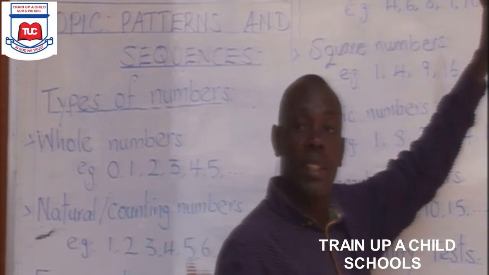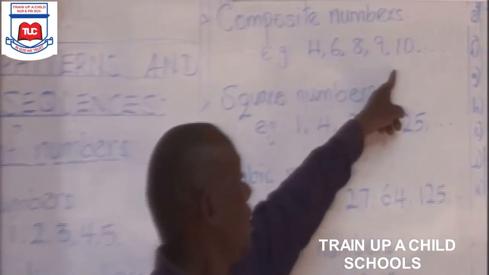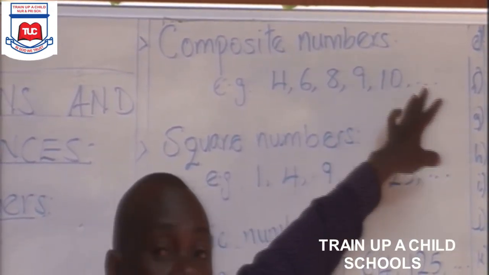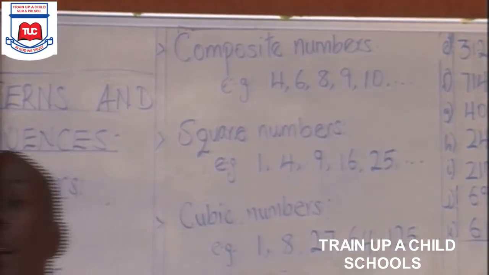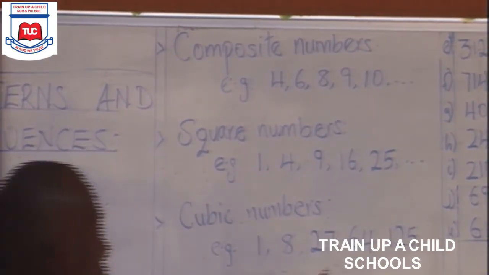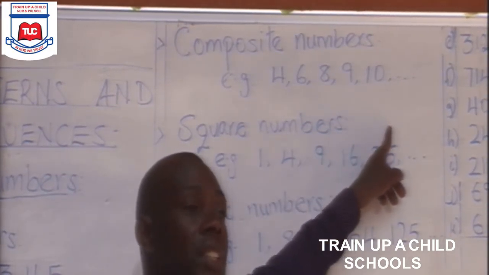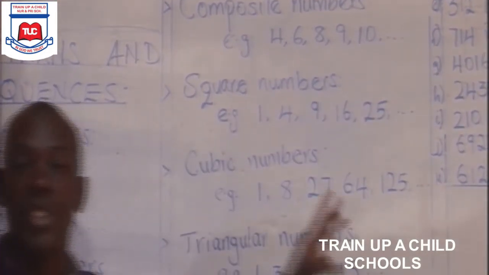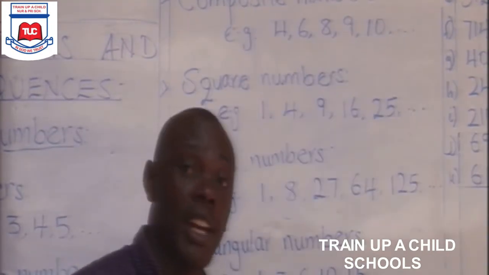9, as we said, is a composite number. Then 10, in that regard. After 10, 12. After 12, 14. After 14, you have got 15, and so on. All those are composite numbers.